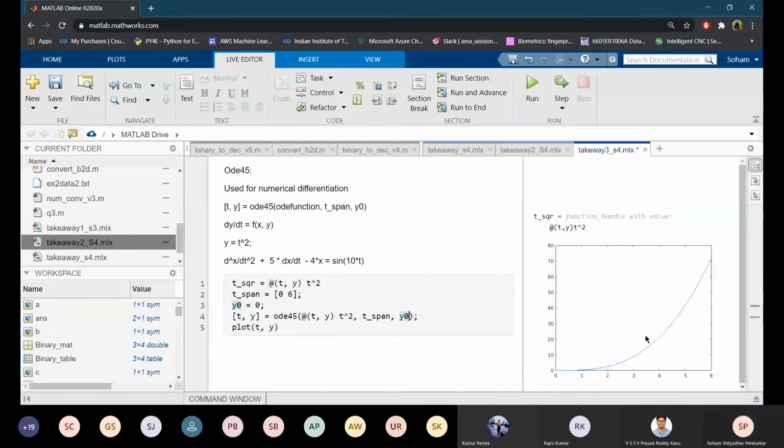See, it plots y equals t square. The differential equation was dy by dt equals t square, and the solution to this is this one. So it is what is shown in the figure. Okay, is that fine? Anybody? There might be doubts in this, so go ahead and ask those. Anyone?